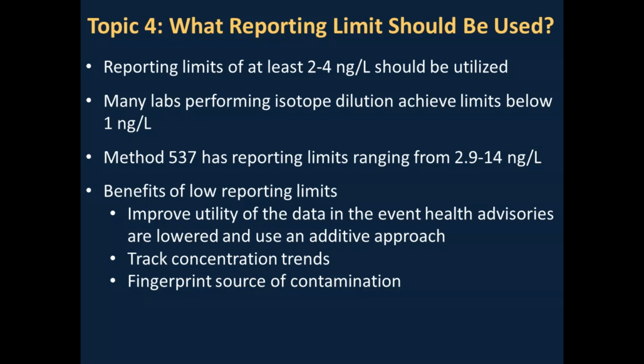As far as reporting limits, certainly reporting limits have been lowered substantially over the years for PFAS analysis. The primer recommends that reporting limits of at least 2 to 4 nanograms per liter be utilized. Many labs using isotope dilution get much lower, and with method 537, labs are reporting between 2.9 and 14 parts per trillion. The benefits of lower reporting limits is that you can track trends over time, concentration trends, as opposed to having a lot of non-detect data. You, again, can help fingerprint sources of contamination.